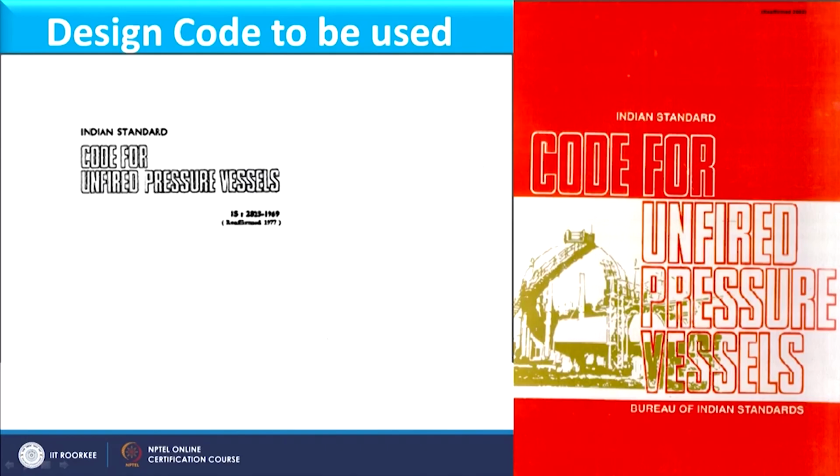In this slide I am showing how this code looks. This is basically the Indian standard code given by the Bureau of Indian Standards, and this is for unfired pressure vessels. This is the front page, and this is the next page where IS 2825/1969 is printed. So, this code we will use in designing.